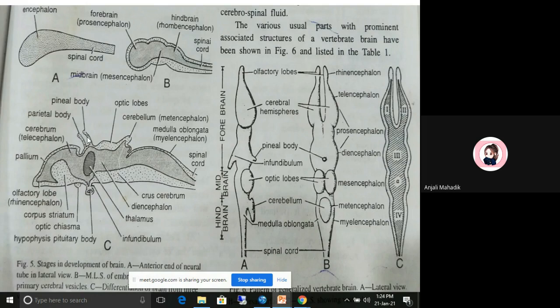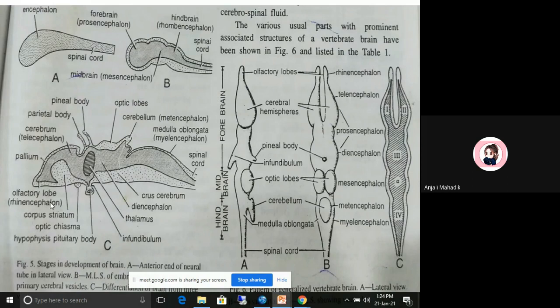On the upper surface of the diencephalon, there is the pineal body and parietal body. On its lower surface, there is the hypophysis and the optic chiasma, the crossing of nerves, which is called the optic chiasma. So the parts up to the diencephalon are included in the forebrain. And these names are also different. These are asked in MCQs.